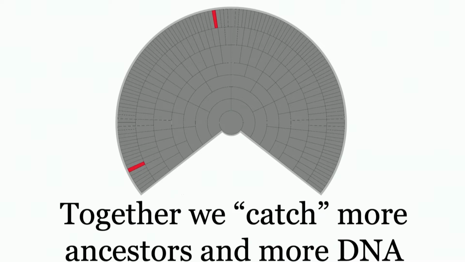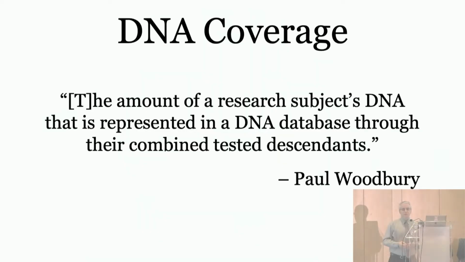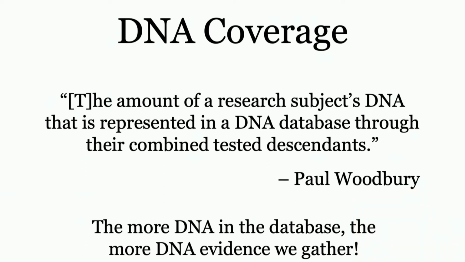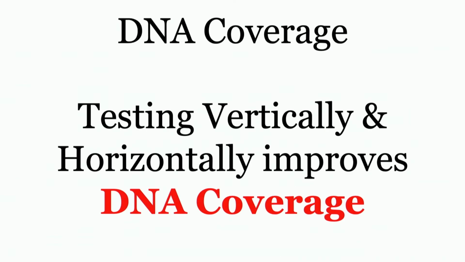So another way to visualize it is like this. This is sort of the concept of DNA coverage, and I think Paul Woodbury puts it best. It's the amount of a research subject's DNA that's represented in a database through their combined tested descendants. Essentially, the more DNA in the database from a particular ancestor, the more DNA evidence we're gathering about that person. And certainly testing individuals in either a previous generation or your own generation, or even the next generation, is going to improve that DNA coverage for usually all of your ancestral lines, but importantly for whatever ancestral line you're interested in at the moment.